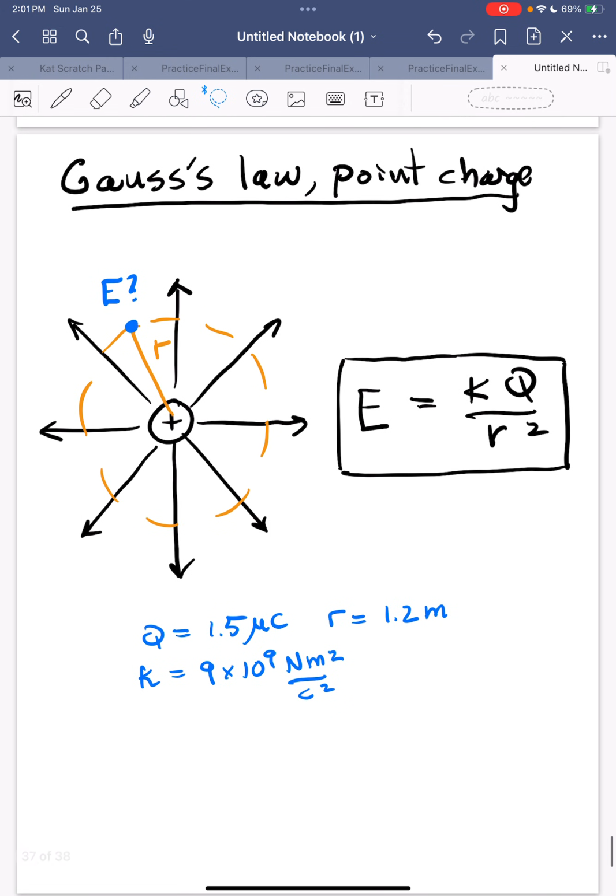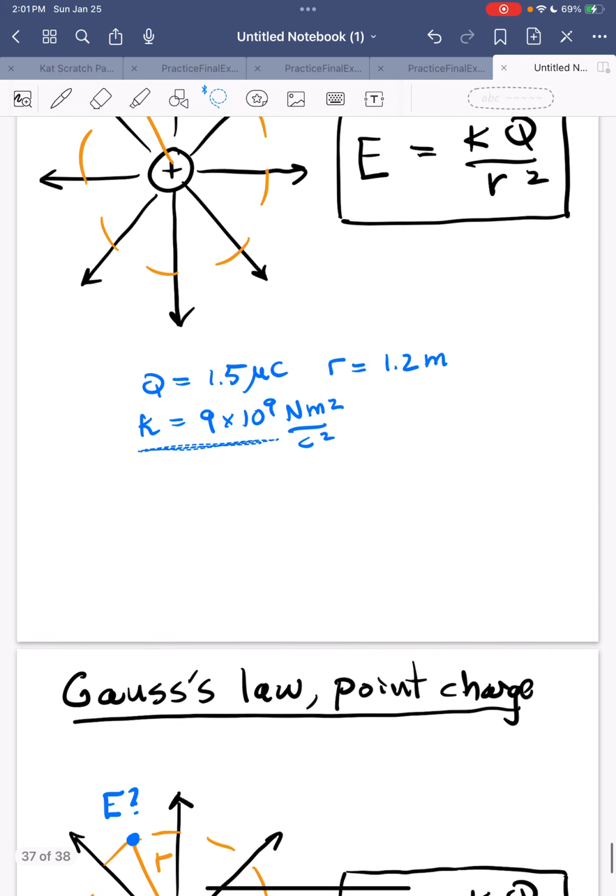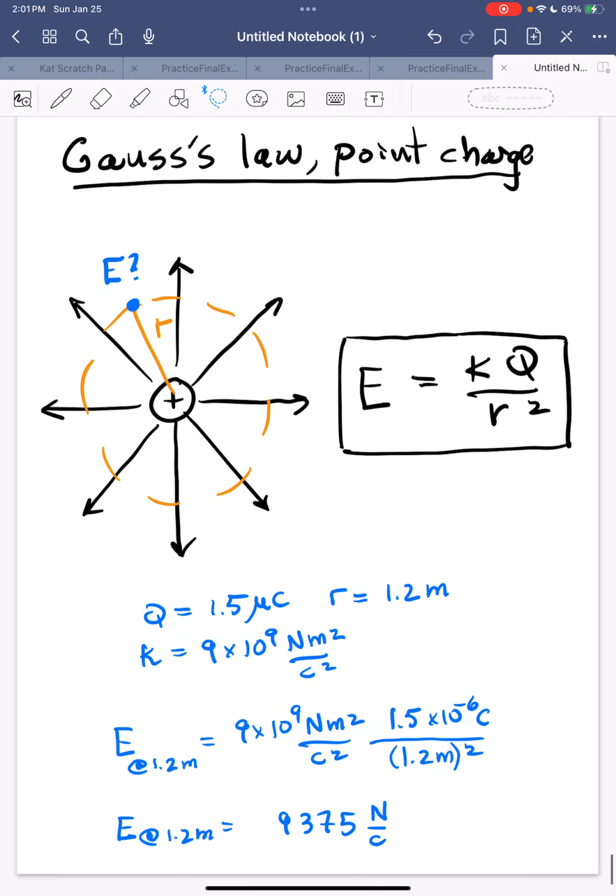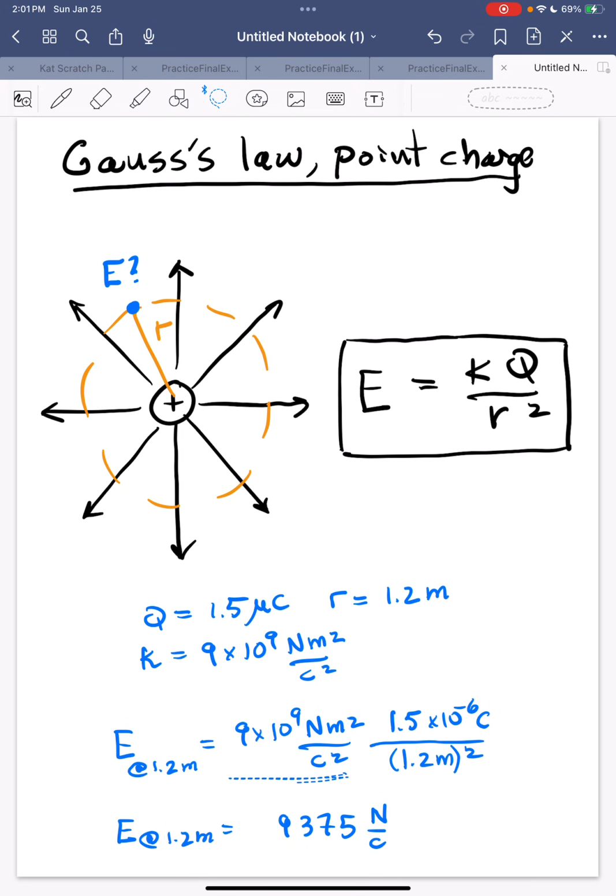Okay, so let's say we have these values. Let's say the charge is 1.5 microcoulombs. Say the distance is 1.2 meters. That's R, that's how far away we are. And then K is something we'll always give you, 9 times 10 to the 9th newton meters squared per coulomb squared. So we plug these things in. So I plug in these values. This is just K times Q over R squared. And if we plug all those values in, we get 9,375 newtons per coulomb. That's the electric field 1.2 meters away from this charge in here.